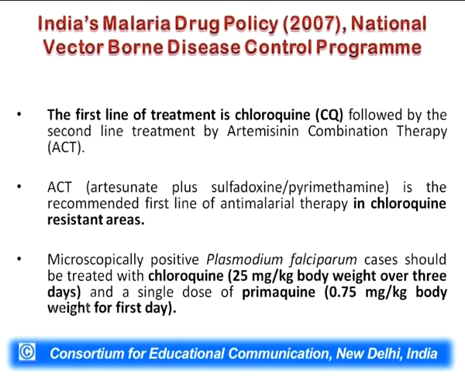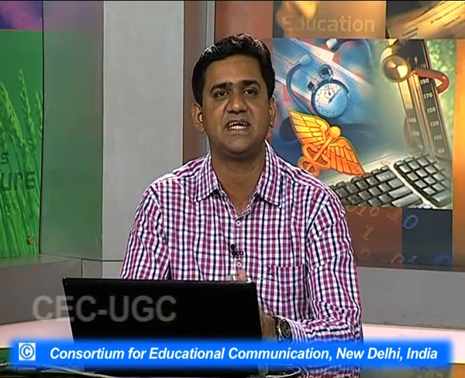Now, from the Indian perspective, the malarial drug policy published in 2007 by the National Vector-Borne Disease Control Program, which monitors drug policy in India, says that the first line of treatment in India should be chloroquine. If the patient doesn't get treated with chloroquine, the second line of treatment should be artemisinin combination therapy. It is strongly recommended in areas where chloroquine resistance has been found, especially Odisha and West Bengal, where drug-resistant parasites are prevalent.